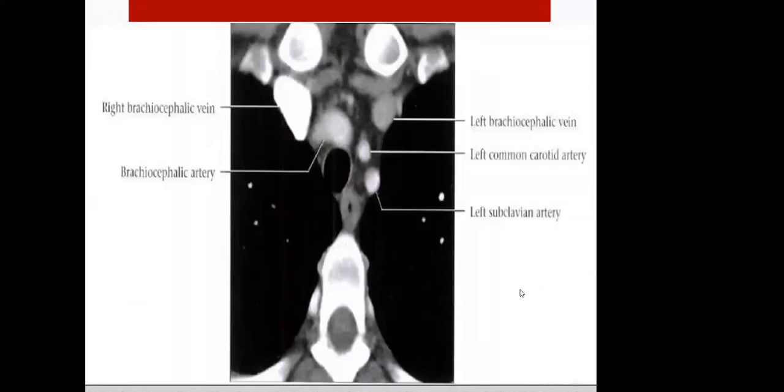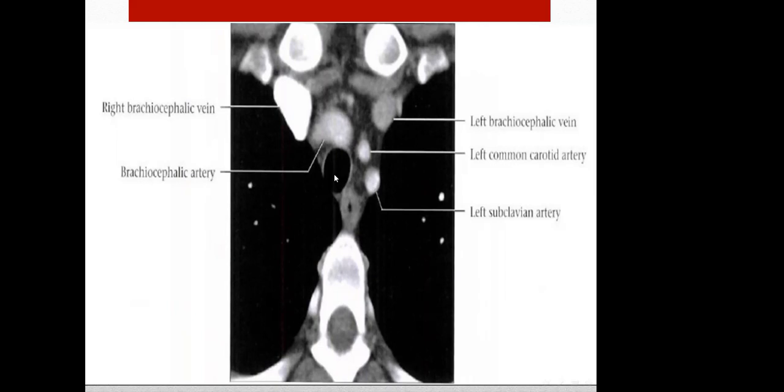Now we have CT levels. The first level is the level of T3, which is called the level of the superior mediastinum. This level is formed by the trachea and the esophagus posteriorly. And at this level, we have the major vessels.